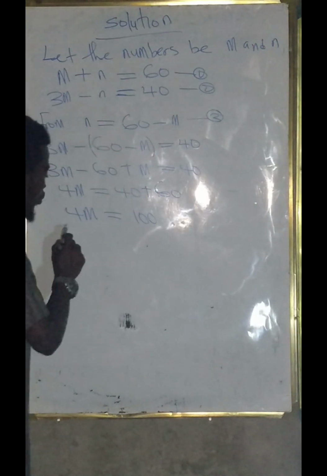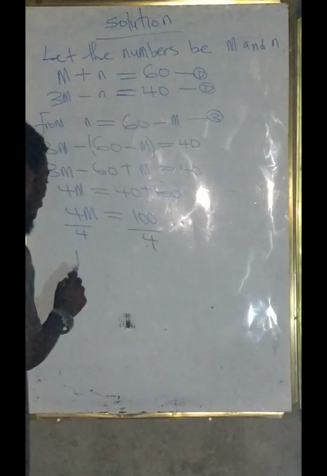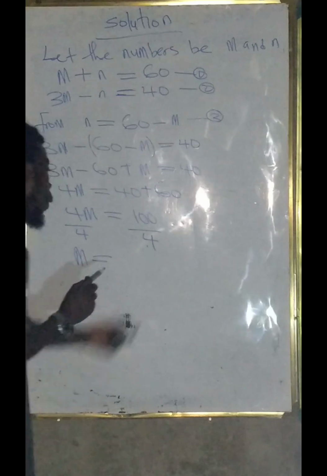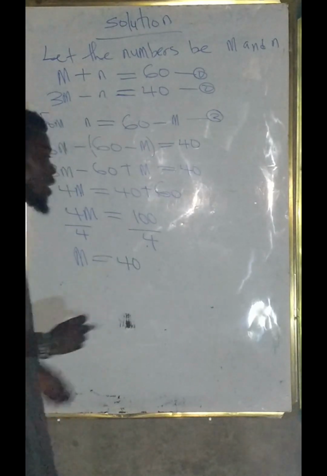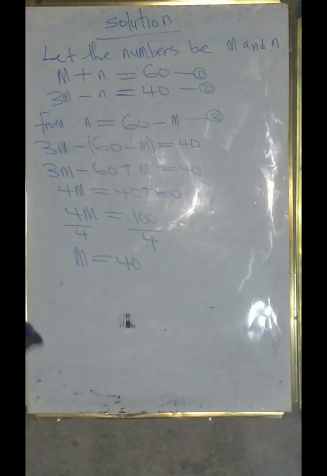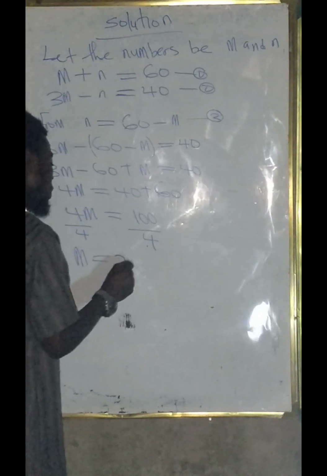So divide both sides by 4. So m is now equal to 100 divided by 4. What is that? It's 25. Okay, so it's 25, right? Yes, sir. 100 divided by 4 is 25.